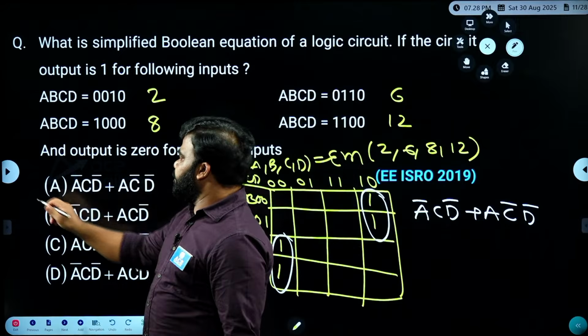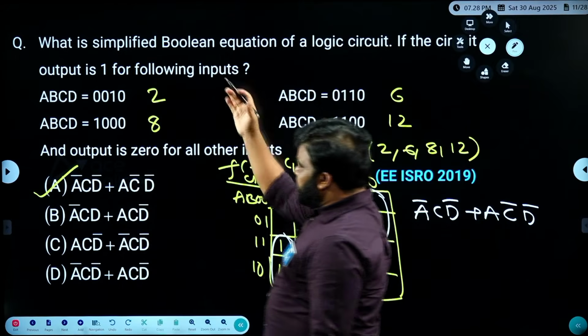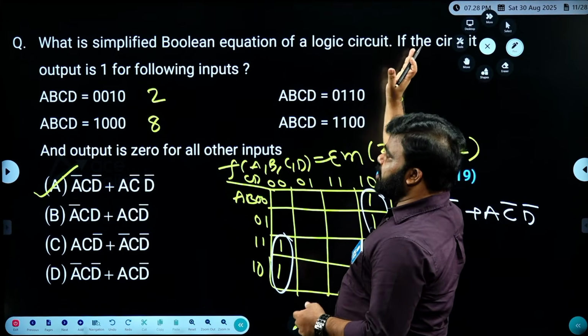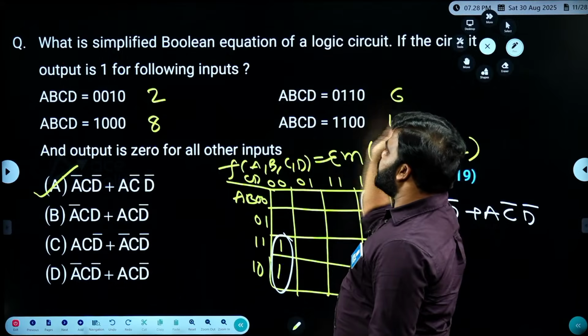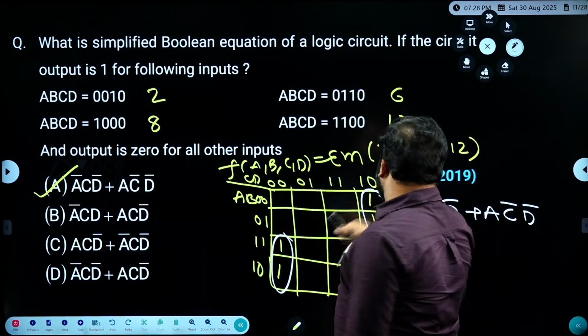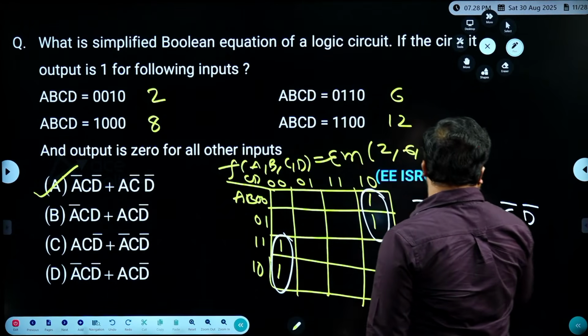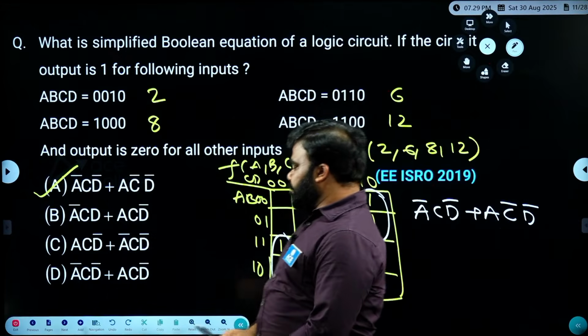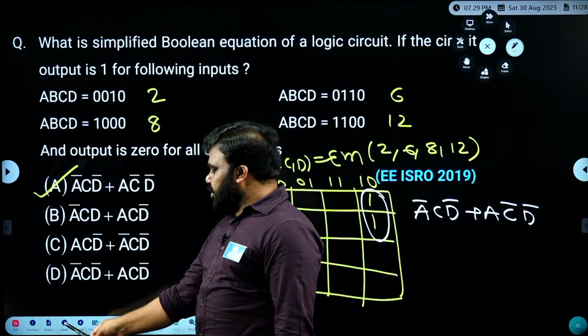Answer is A. Once again, for these combinations the function is 1, which means the minterms are 2, 6, 8, 12. Using those, simplifying gives A bar, C, D bar plus A, C bar, D bar. Answer is A. Let us see next question.